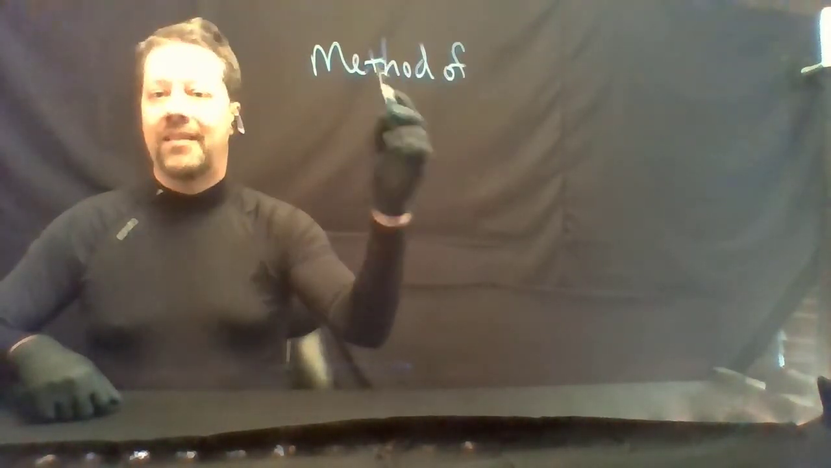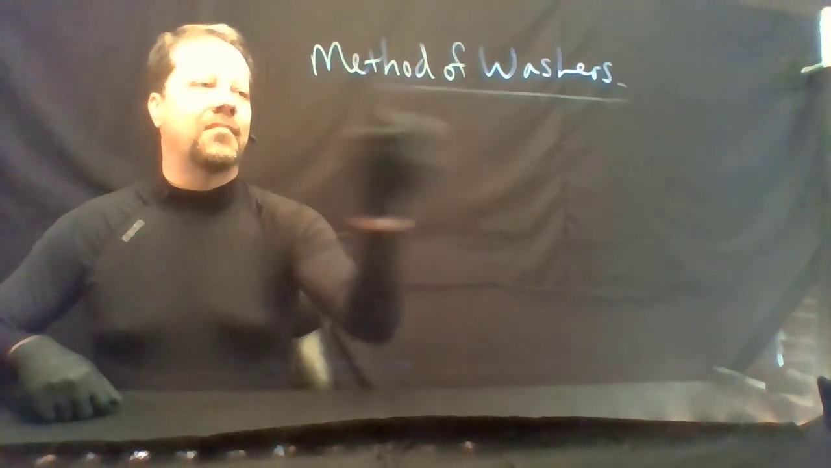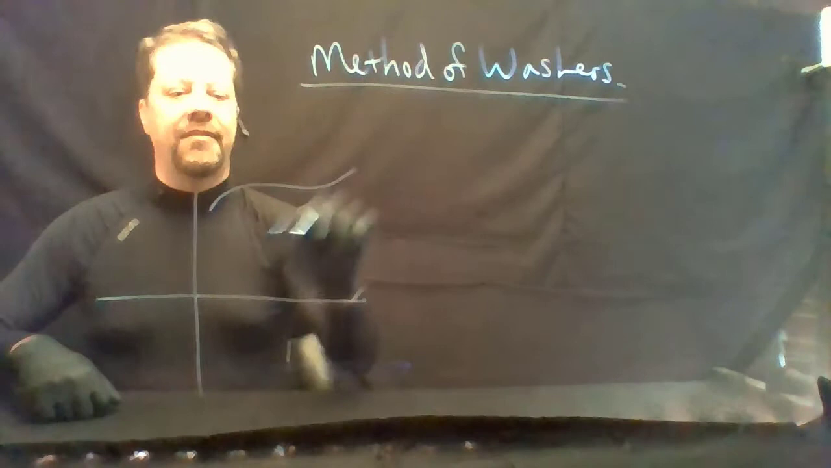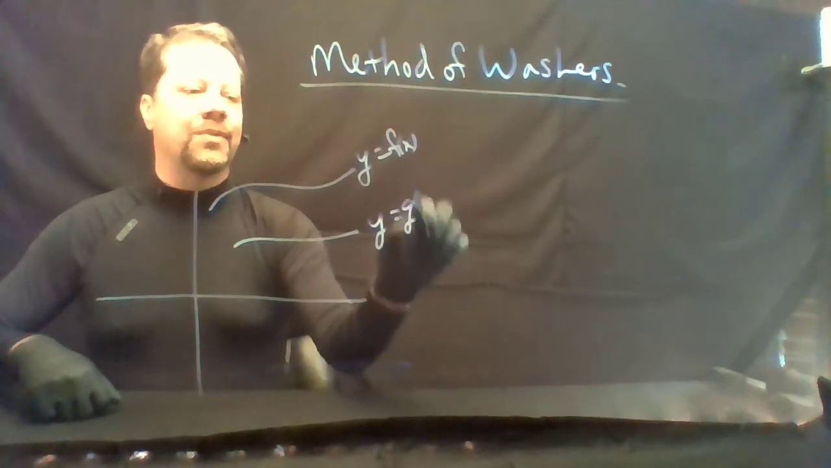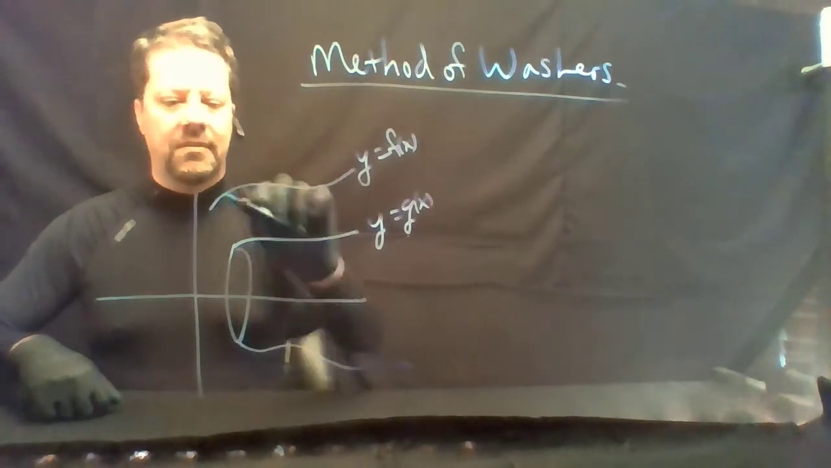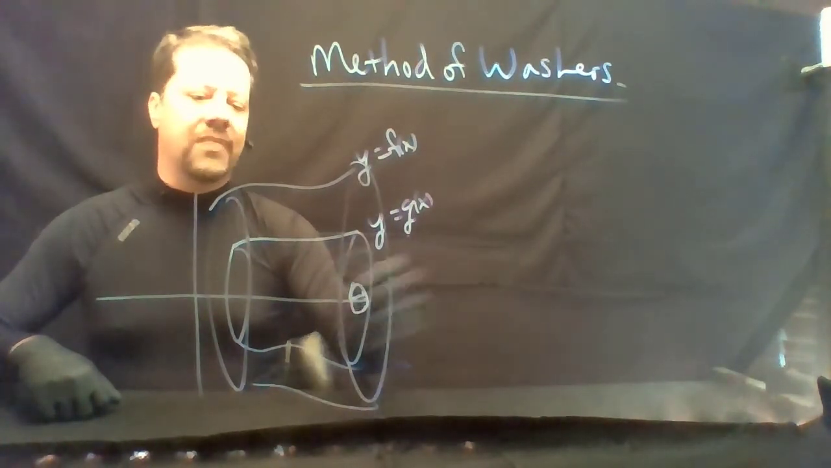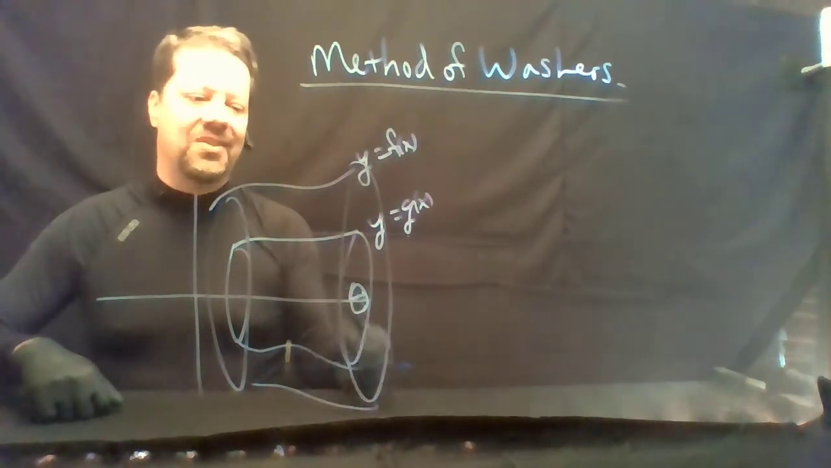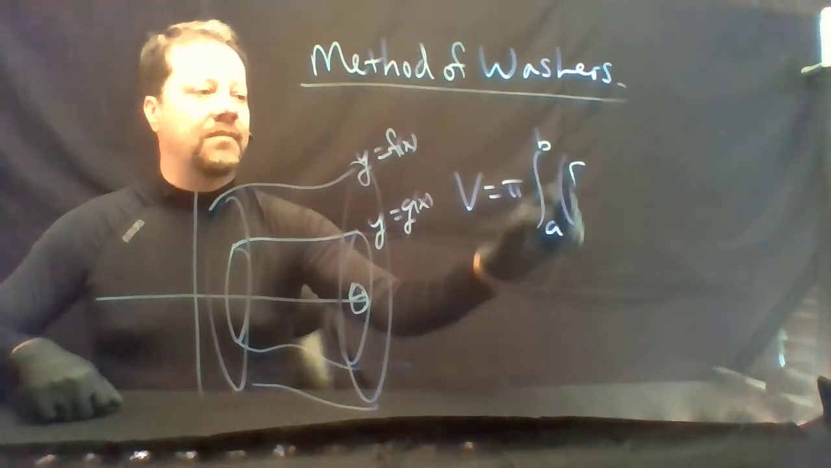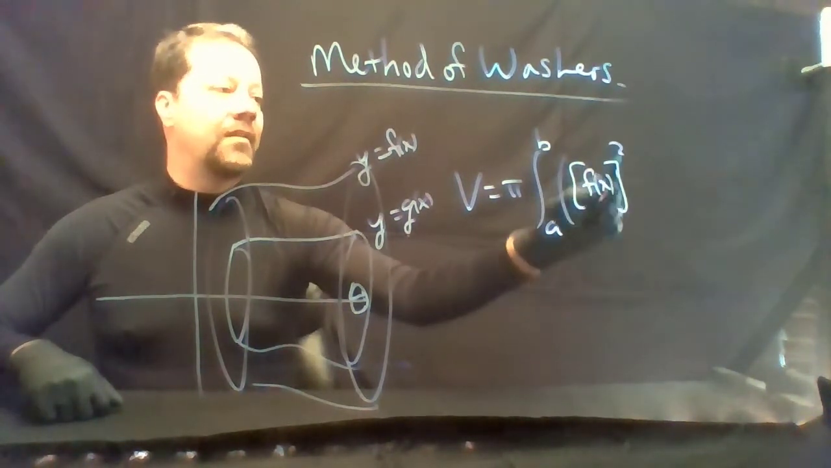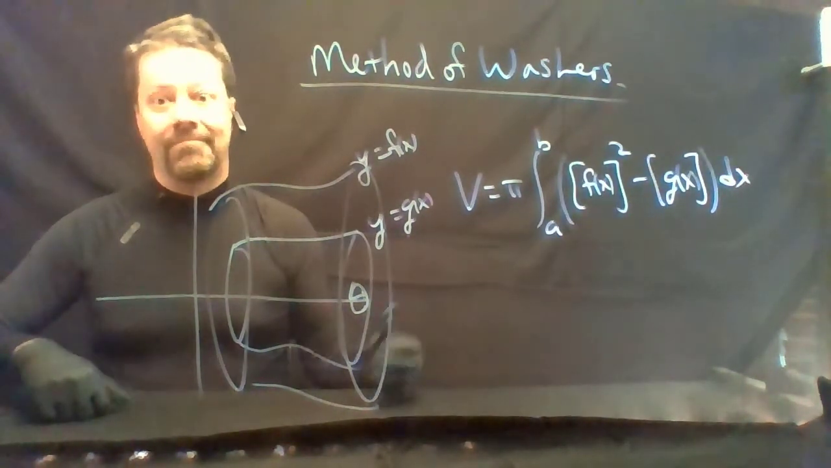The method of washers is really just the method of disks applied twice. In this method, you have an upper curve, y equals f of x, and some lower curve, y equals g of x, and you revolve the whole ensemble about the x-axis like this, and you're looking for the volume of the solid between these two curves. So you get the volume is pi integral from A to B. Well, the volume inside of f minus the volume inside of g.